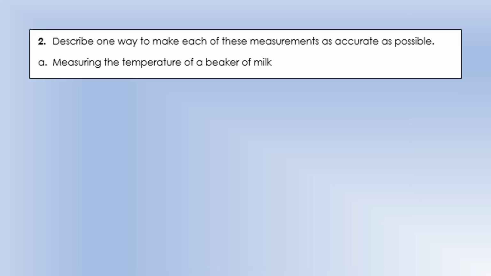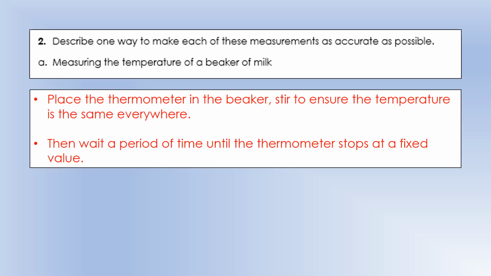Okay, so next we're going to take a look at how we can improve some of the measurements that we've been taking. So the first one, we've measured lots of temperatures, so measuring the temperature of a beaker of milk. So what we would do is we would place the thermometer in the beaker and we'd probably stir it a little bit because we want to make sure the temperature is the same everywhere.